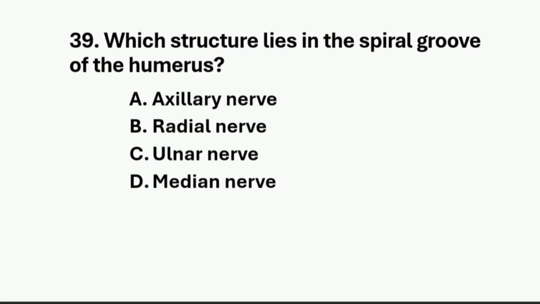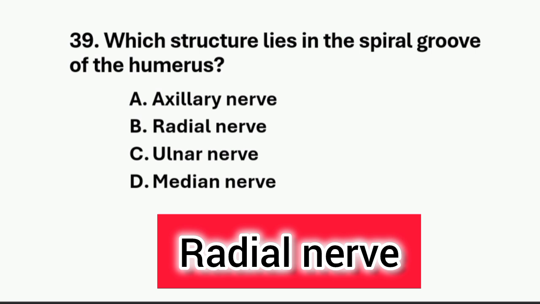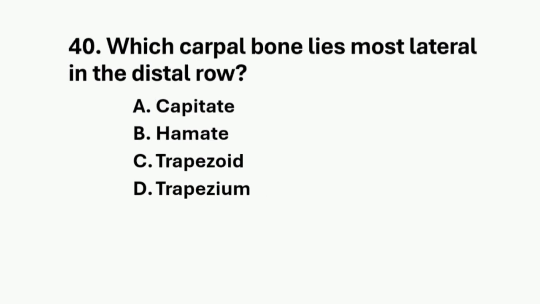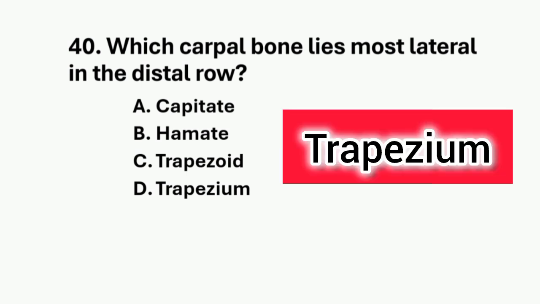Which structure lies in the spiral groove of the humerus? Correct answer is option number B, radial nerve. Which carpal bone lies most lateral in the distal row? Correct answer is option number D, trapezium.